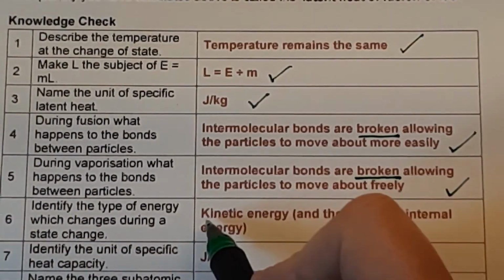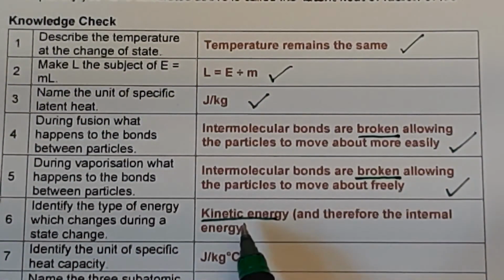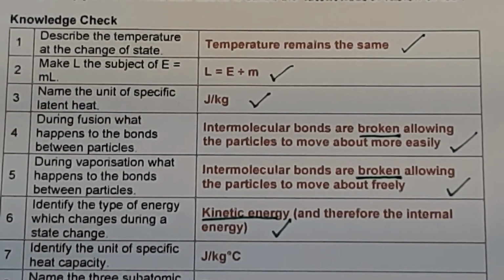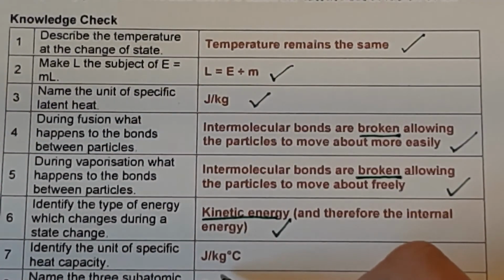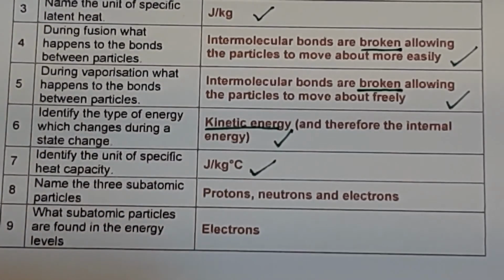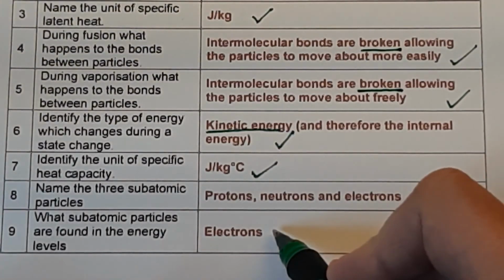Question 6, identify the type of energy which changes during a state change. That would be kinetic energy, and because kinetic energy changes, the internal energy also changes too, because internal energy is the sum of the kinetic energy and potential energies. But if you've written kinetic energy, that is absolutely fine. Question 7, identify the unit of specific heat capacity, so that's joules per kilogram per degree Celsius. Question 8, name 3 subatomic particles, that's protons, neutrons and electrons. You need all 3 for the mark. And question 9, what subatomic particles are found in the energy levels? Well, that would be electrons.